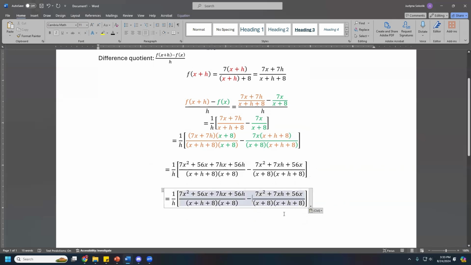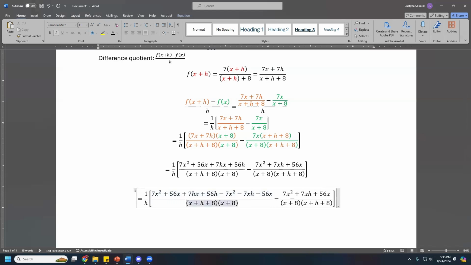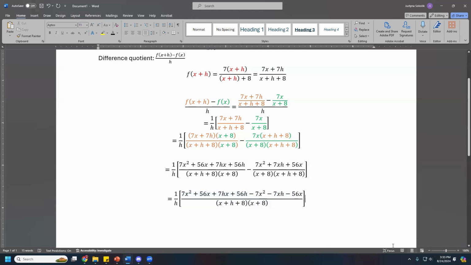All right, and now what I finally want to do is actually subtract the fractions. So be careful when I minus this whole fraction over here, this minus really gets distributed to every little piece on the top. So this is going to end up being minus 7x squared minus 7xh minus 56x, and I don't need this fraction anymore. Okay, now that I've done that, you should start to see some nice things happening.